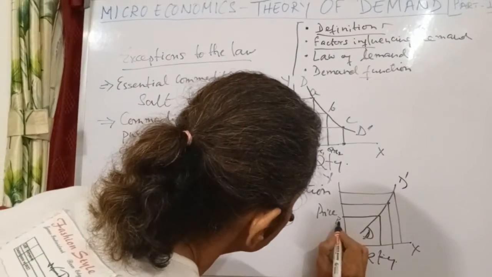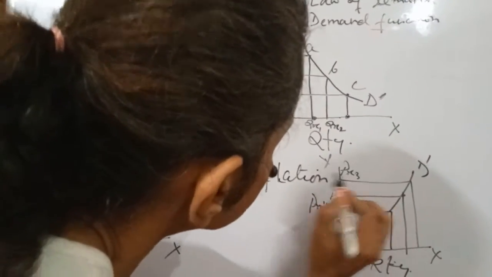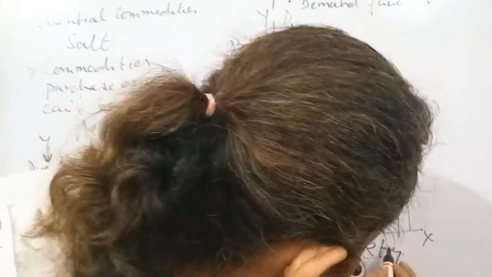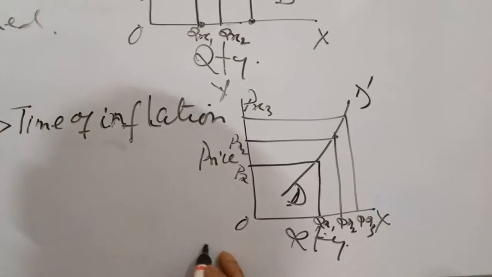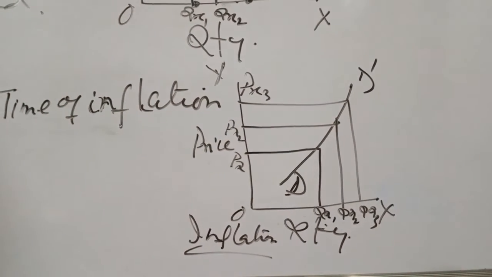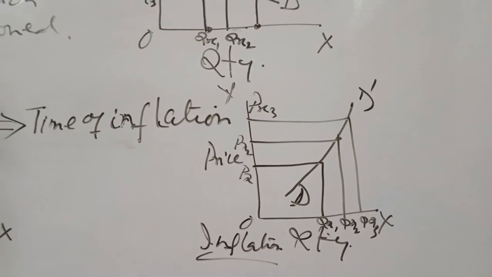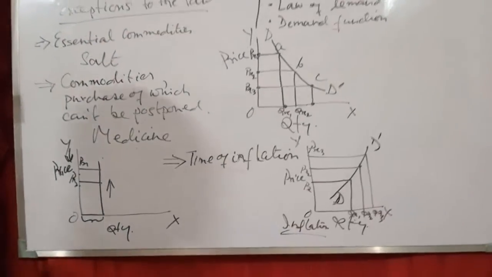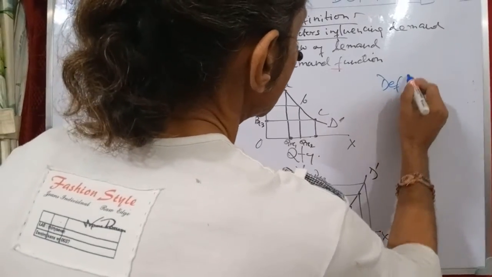As price is increasing, px1 to px2 to px3 etc., quantity demanded is also increasing, qx1, qx2, qx3. This is in time of inflation. Same thing will happen when there is deflation in the economy. Suppose there is deflation in the economy.